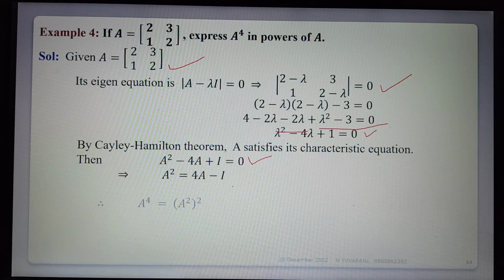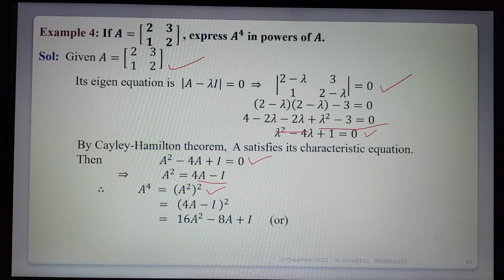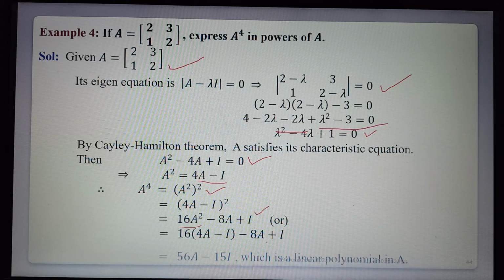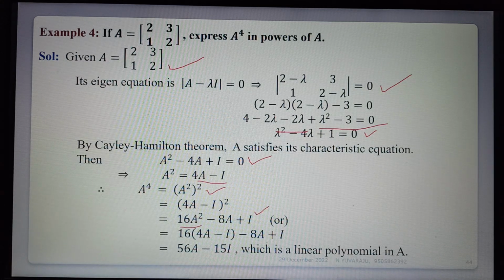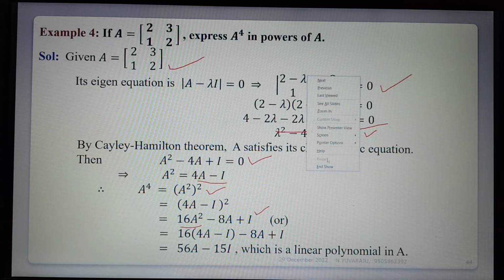We want A power 4, that is A power 4 is equal to A square whole square here. But A square is equal to 4A minus I, substituting 4A minus I whole square. Expand: 16A square minus 8A plus I. This is also powers of A, or other one linear polynomial convert చేసుకోవాలంటే ఏమవుతుంది, మళ్ళీ A square place లో 4A minus I రీప్లేస్ చేయండి. 16 into A square place లో 4A minus I minus 8A plus I, that is equal to 56A minus 15I, which is also a linear polynomial. This is A power 4 in terms of A.